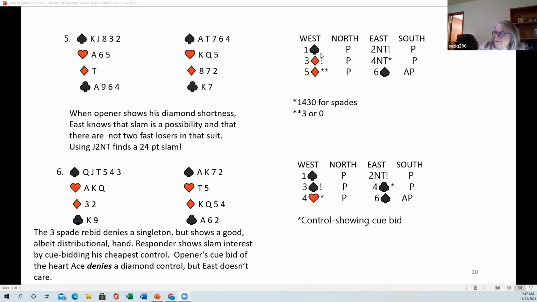6 spades. Why doesn't he ask for the queen? Because he has 5 spades. He knows there are 10 trump between them.